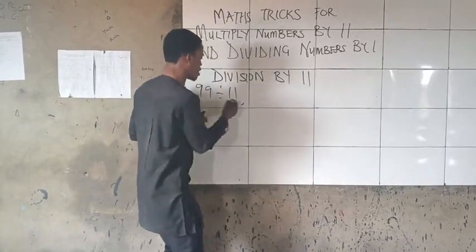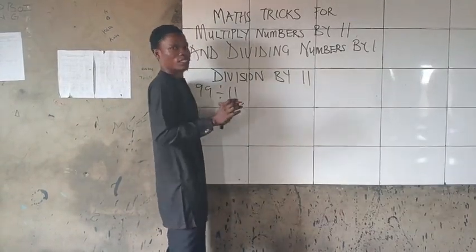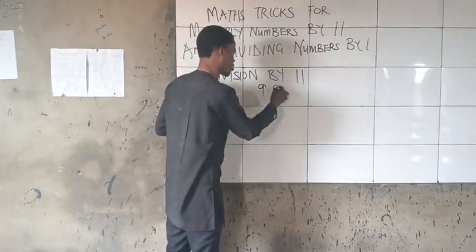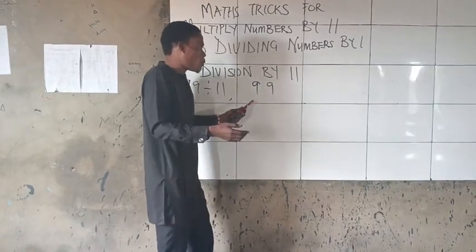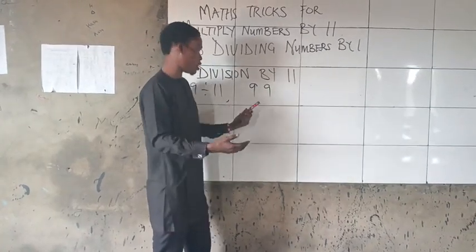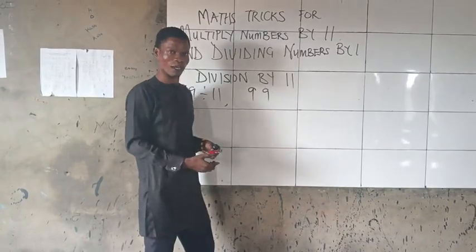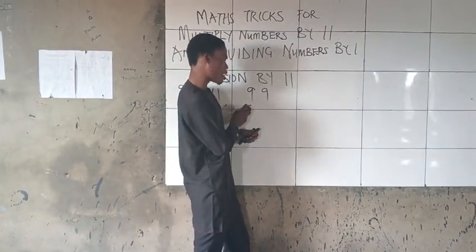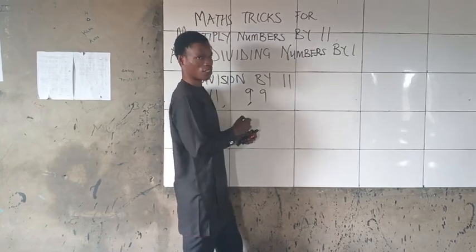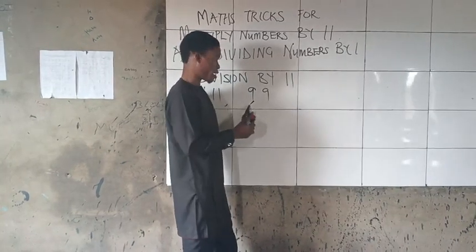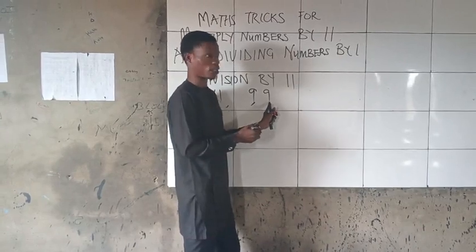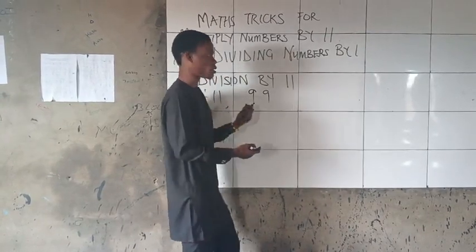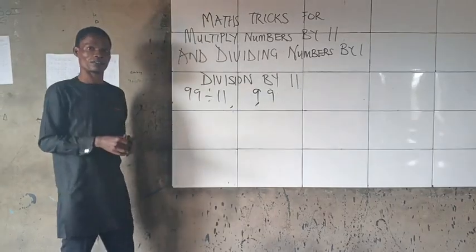Now let me play this game here. Let me assume 99, a normal number I know nothing about. I want to check if 99 is divisible by 11. The first 9 is in the odd place, the other 9 is in the even place. So 9 minus 9 is 0, so definitely it is divisible by 11.